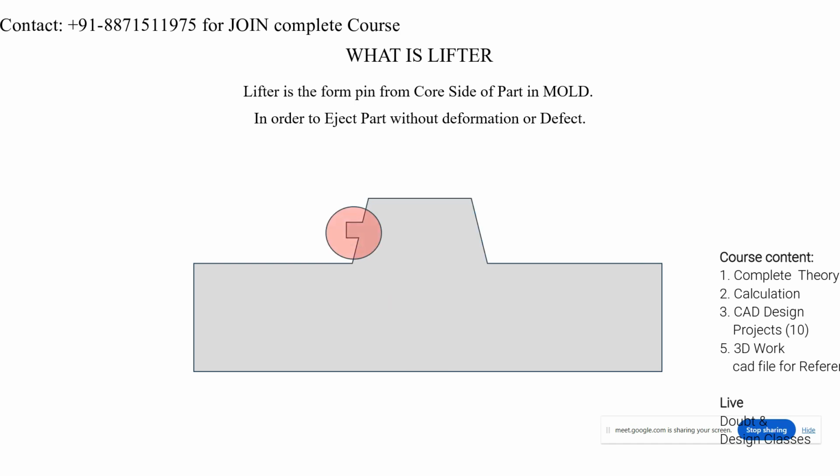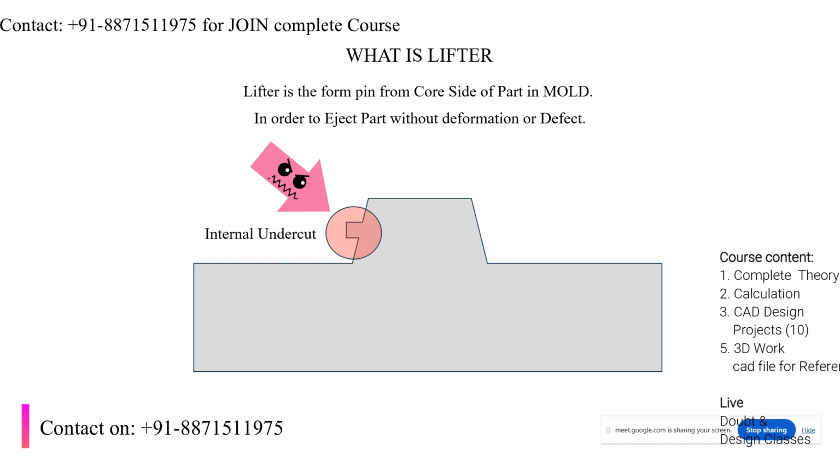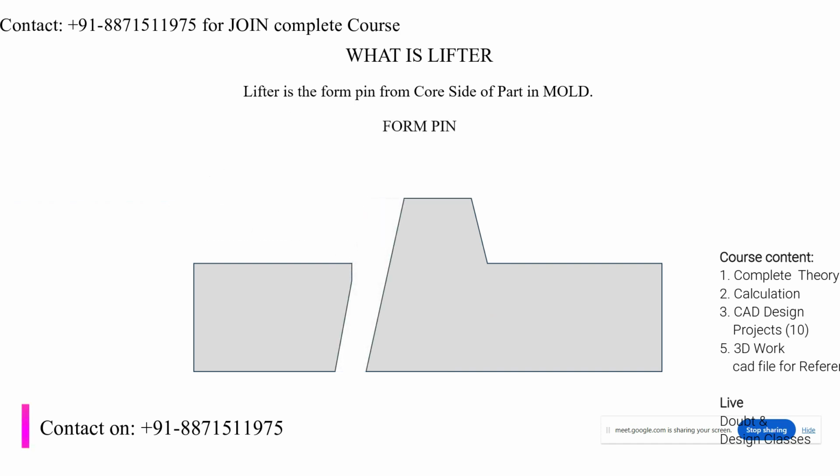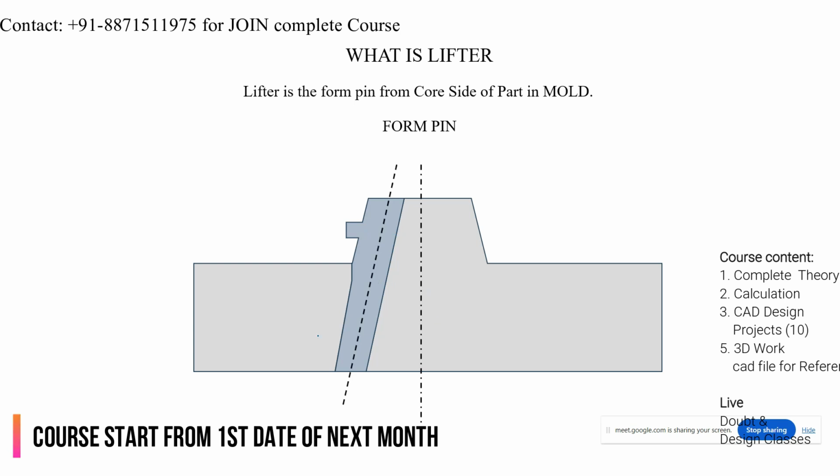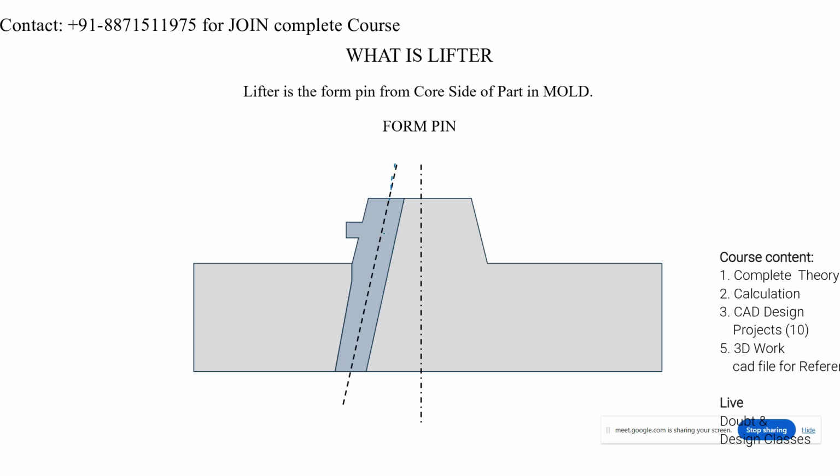Here you can see that this is the internal feature. For that, we have to use a lifter pin or form pin. This is the same replica of that feature. Understood? Yes. Here, this is the center line or center axis of the lifter pin, or the center axis of the mold. So there should be an angle between this axis and this axis.